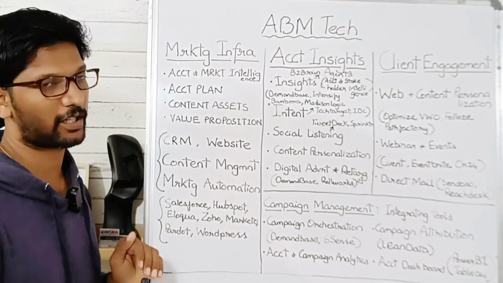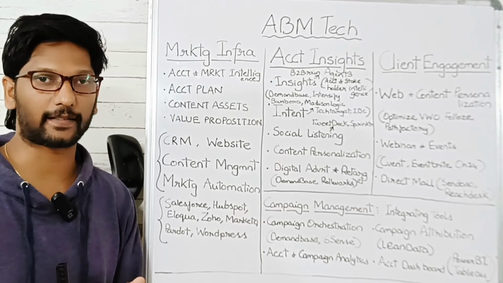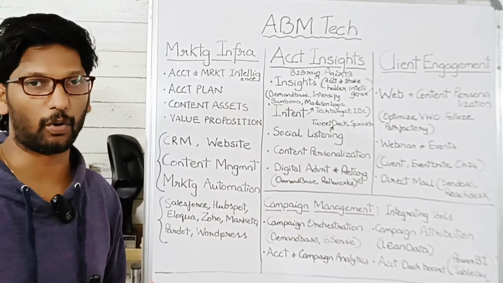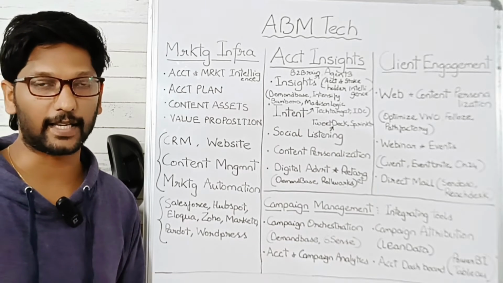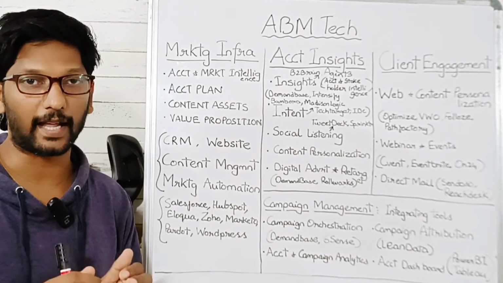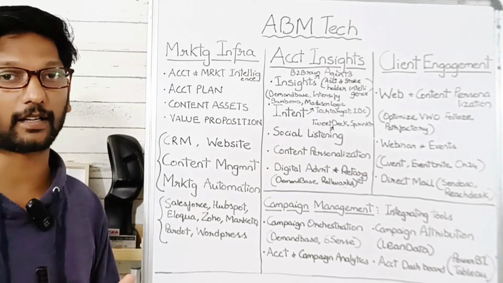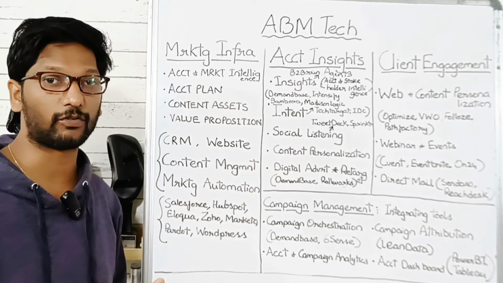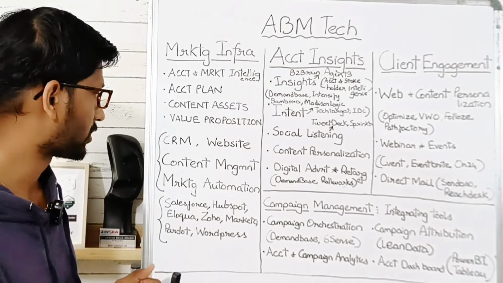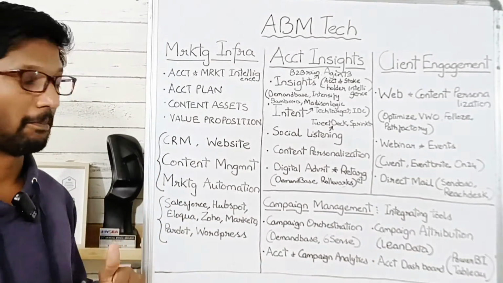So when it comes to marketing infrastructure, it's all about a place where we are going to store all the data and give access to the relevant teams to the right level. So what kind of data do we really store here? Be it account intelligence or stakeholder intelligence or even content assets that we are going to use in campaigns, or even value propositions that we have designed for different accounts and plans for each and every account execution, account plans. So what kind of tools are we looking at? CRM, website, content management, marketing automation.